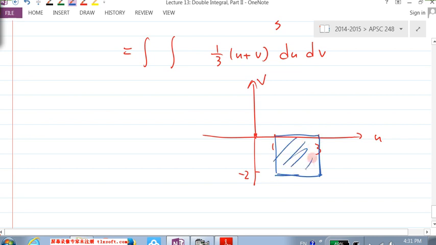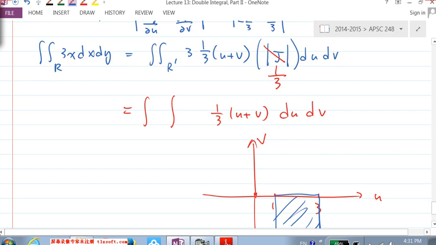It's this, right? That's a rectangle, right? So it's a rectangle, and what will it be if I do the integral here? How do I find the integrals? The u is basically between 1 and 3. V is between -2 and 0.